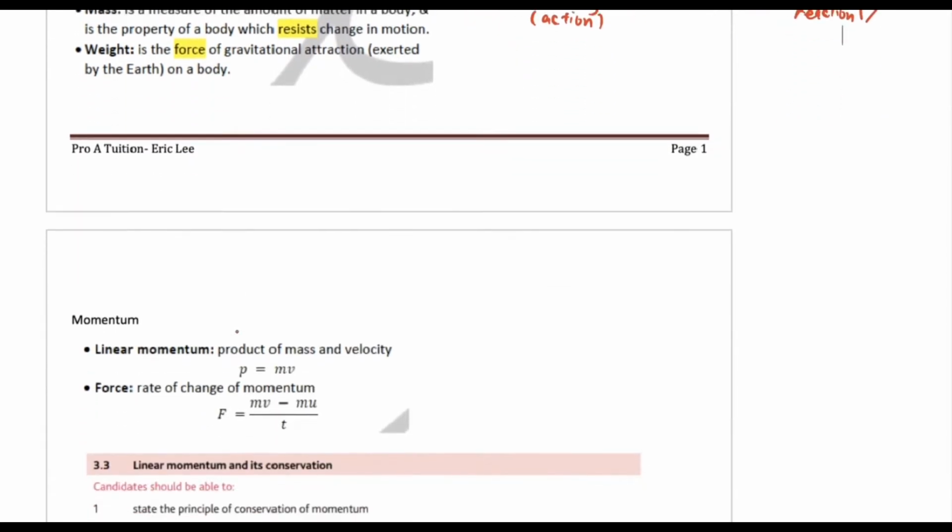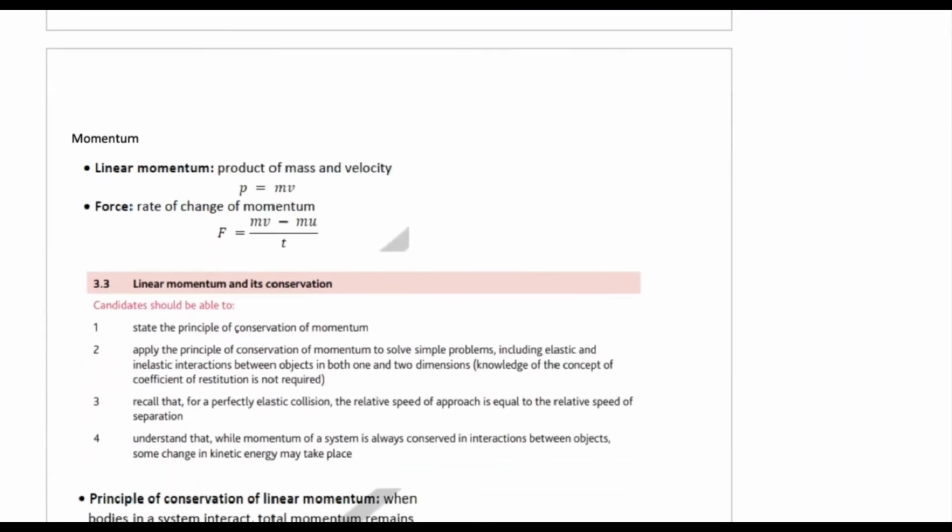Now let's move on. Momentum, or linear momentum, is the product of mass and velocity. The formula is P equal to mv. P stands for momentum, mass times velocity. That is the linear momentum formula. Now we have force, the rate of change of momentum. We saw this in Newton's second law just now. So force equal to mv minus mu over t.